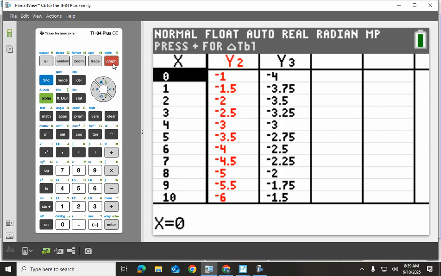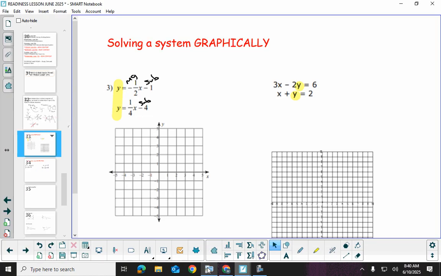From my first line, x, y, I'm going to pick 0, -1 and 2, -2. So 0, -1, 2, -2. So there's my first line.